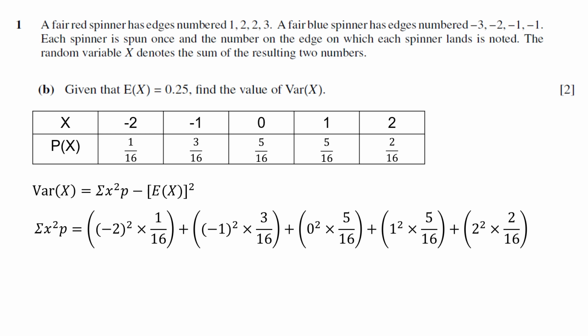-2 squared multiplied by 1 over 16 plus -1 squared multiplied by 3 over 16 plus 0 squared multiplied by 5 over 16 plus 1 squared multiplied by 5 over 16 plus 2 squared multiplied by 2 over 16, and that will be equal to 1.25. So now we can find our variance of X. Our variance of X is going to be equal to 1.25 minus 0.25 squared, and that is going to be equal to 1.1875.